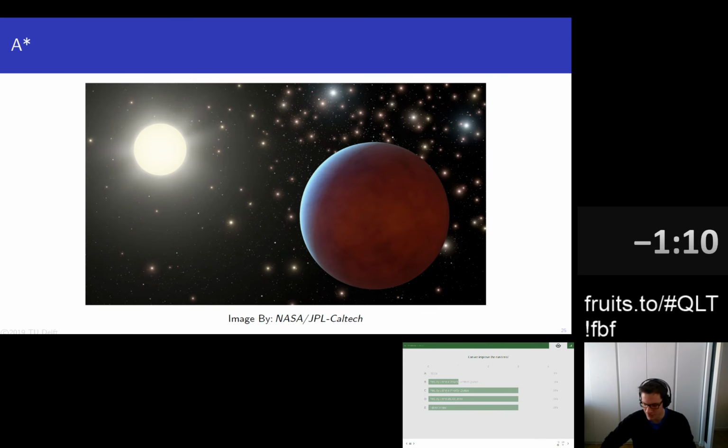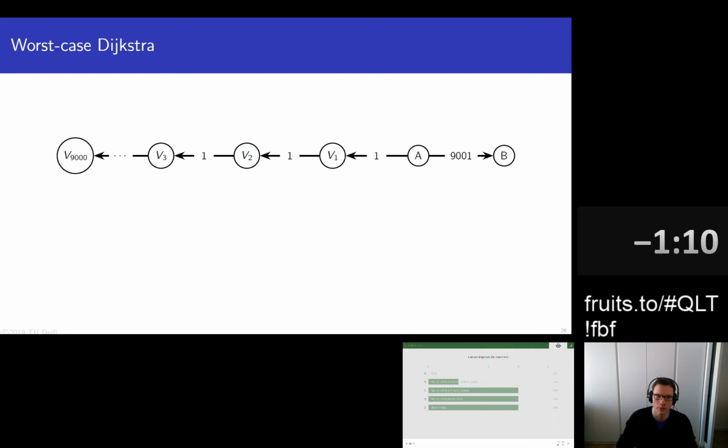But then someone thought, okay, Dijkstra is great. It's also 60 years old. Can we not improve it? And someone did, way before it was 60 years old. So can we improve over Dijkstra? Yes, we can. Consider the following example.